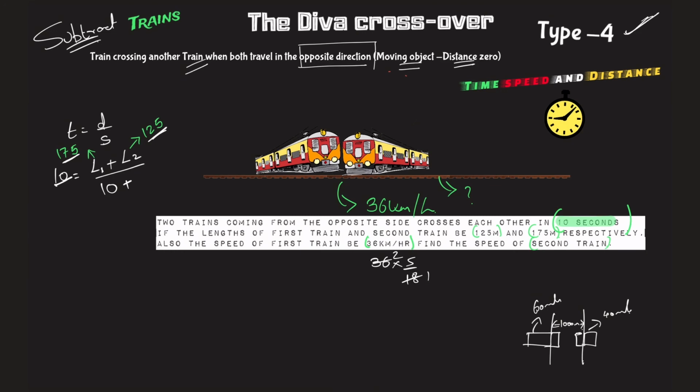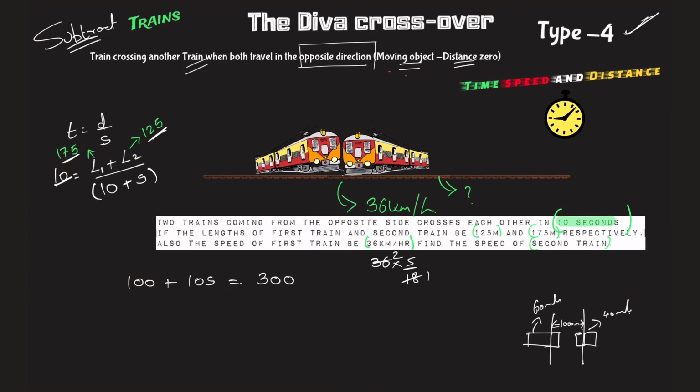Now plus the speed of another train, let that be s, because the speeds will be added. So the speed of one train is 10, let the speed of another train be s. That's it. Now you're just supposed to solve this to reach your answer. So 10 into 10 becomes 100 plus 10s is equal to 300.